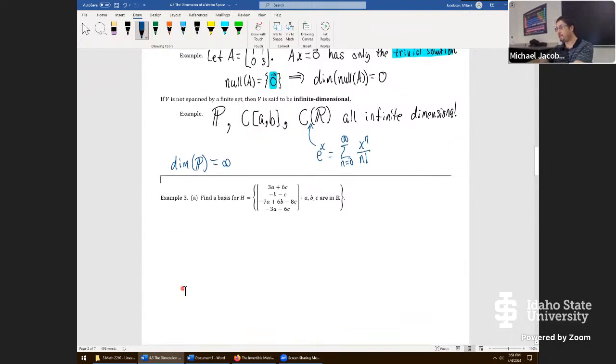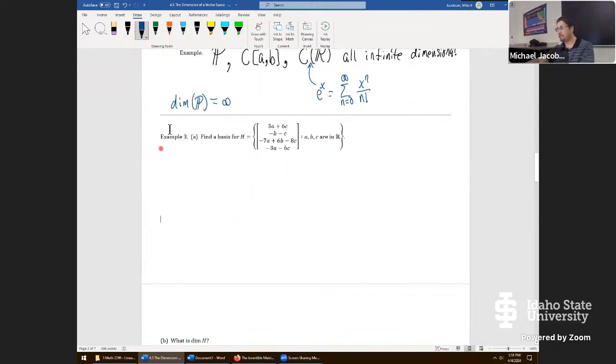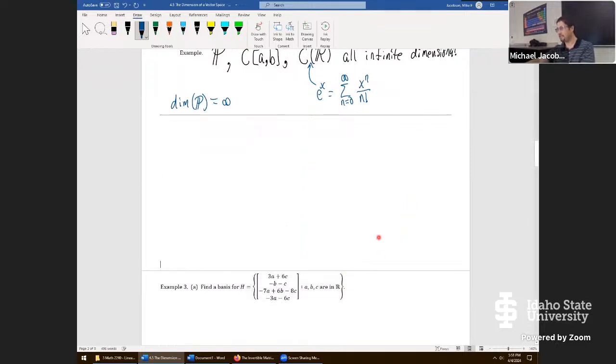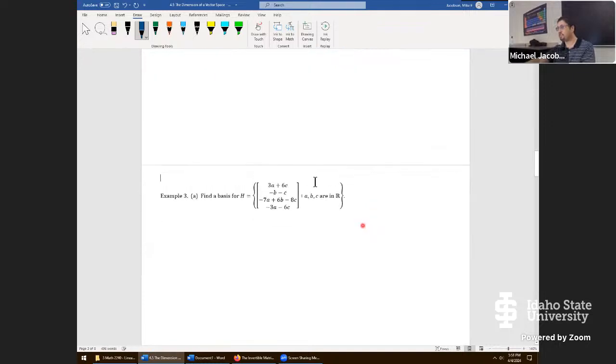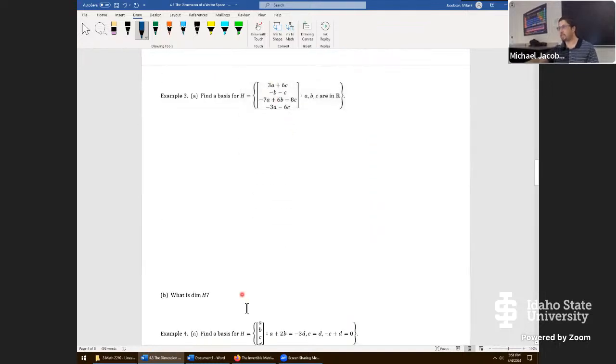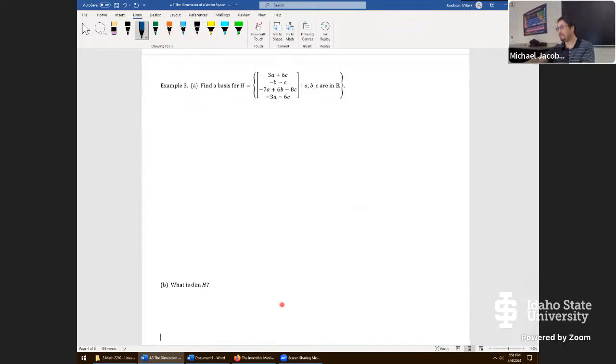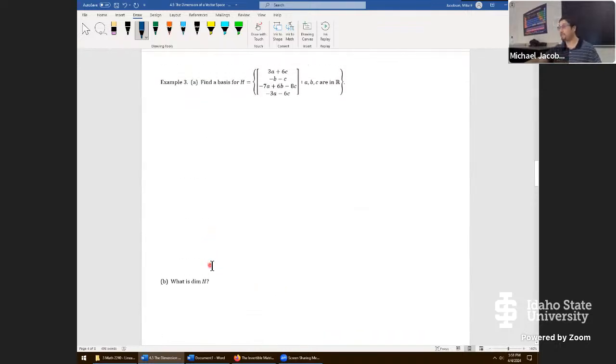It says, for example, 3 part A, find the basis for H. I feel like we should probably put this on a new page. Let's just drop it down. We want to find a basis for this space here, H. It looks kind of gnarly, but we'll get through it. Then once we find the basis, we can determine the dimension right away.